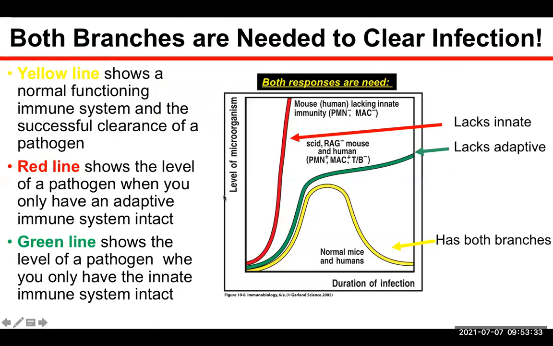It's also important to emphasize that both branches of the immune system are needed to clear the infection. In yellow, I have the curve that I just showed you in the previous slide, which has both branches of the immune system. It takes some time for the immune system to ramp up, and then once the adaptive immune system is educated, it'll start to clear the infection. Now, when you lack an innate immune system, these first responders, the level of microorganisms ends up increasing exponentially.